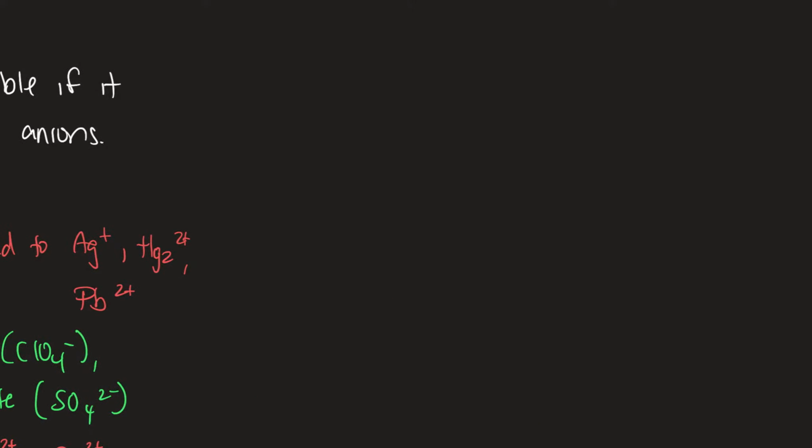Let's talk about some examples here. If you have CaCl2, then you could rightly assume that this is going to be soluble because you have these chlorides here. If you have something like, let's see, LiI.